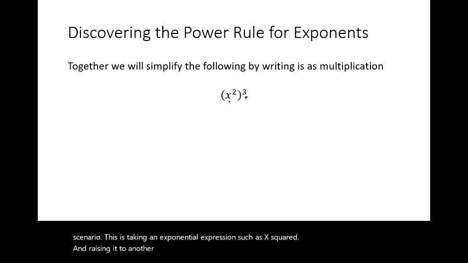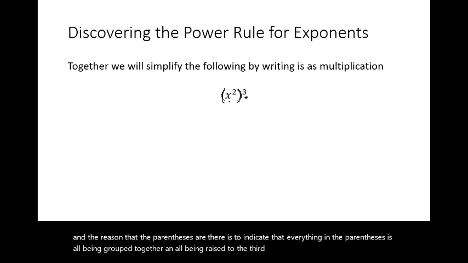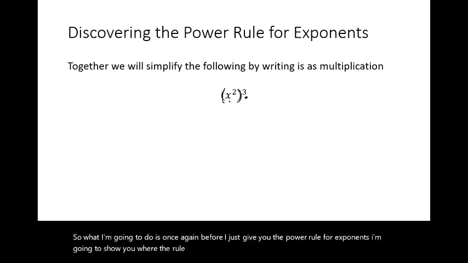So this is taking x squared and raising it all to the third power. The reason the parentheses are there is to indicate that everything in the parentheses is all being grouped together and all being raised to the third power. So once again, before I just give you the power rule for exponents, I'm going to show you where the rule comes from and why it works. This way, hopefully, you will not only remember it, but also differentiate it from the product rule for exponents.